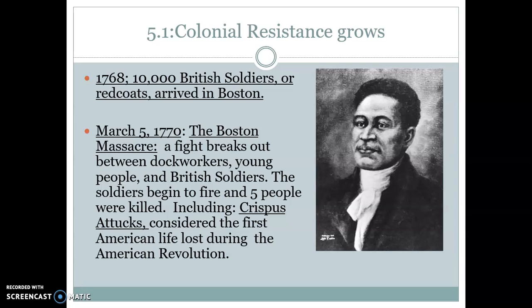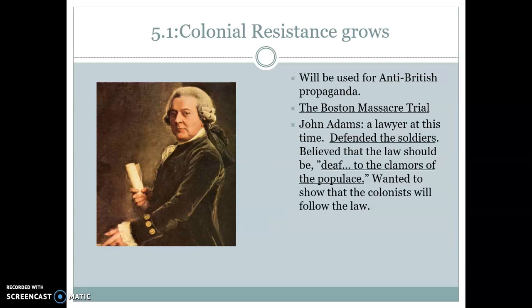And 5 people are killed, including the first person, Crispus Attucks, who's shown on the right-hand side of the screen. Crispus Attucks would be considered the first American life lost for the Revolution. And it would be a free African-American man. So think about that. The Boston Massacre will be used for anti-British propaganda, aka trying to persuade them that this was a lot worse than it was, and it will work.